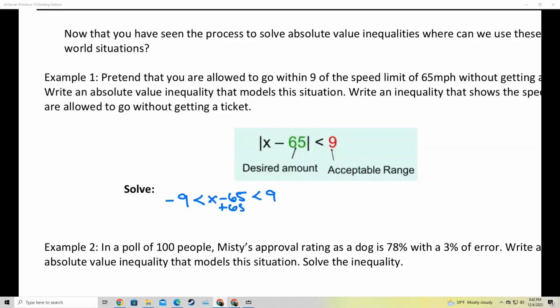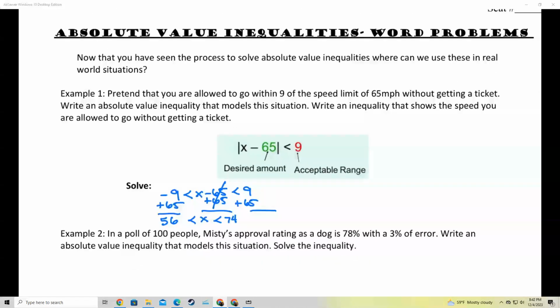And we're going to go ahead and add 65 to all sides. These are going to cancel, and I end up with 56 is less than x is less than 74. At first I said 54, but something didn't sound right, so let me change that. As long as I'm going more than 56 miles per hour but less than 74 miles per hour, I should not be getting a ticket. All right, so there's my inequality that shows which speeds are safe for me not to get a ticket.